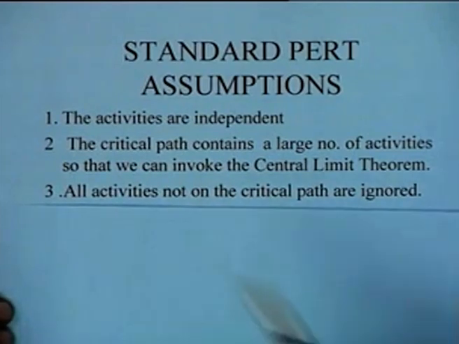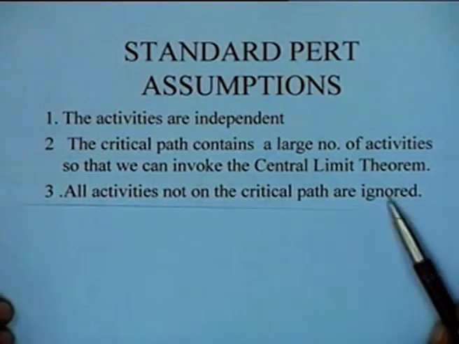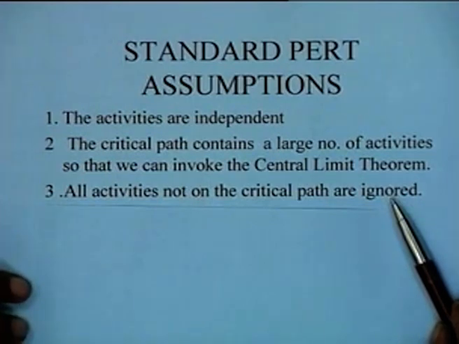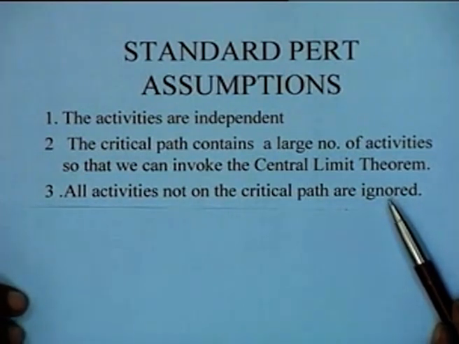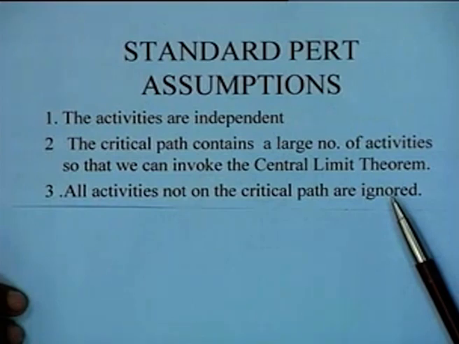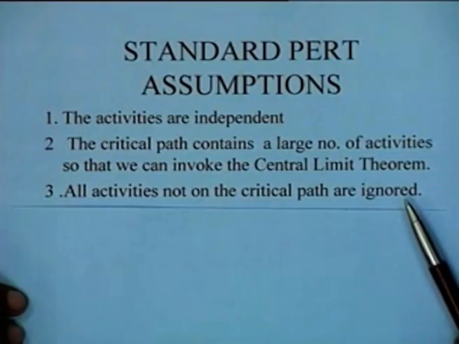However, another interesting assumption that has been made in PERT is that all activities not on the critical path are ignored. At no stage did we consider those activities which were not occurring on the critical path. And yet, because of the randomness of activity times, it can happen that a path which is near critical or not critical at the moment could become critical at a subsequent time because the activities could stretch.